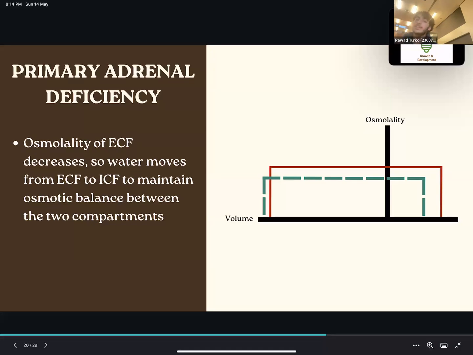And the final case is the primary adrenal deficiency. So when we have a primary adrenal deficiency, that means that we have deficient or very reduced aldosterone, which means we have less salt reabsorption, meaning that we excrete more salts, and thus it leaves our extracellular fluid with a lower osmolality. Now, this lower osmolality would result in water moving from the extracellular fluid to the intracellular fluid in order to maintain the osmotic balance between the two compartments.